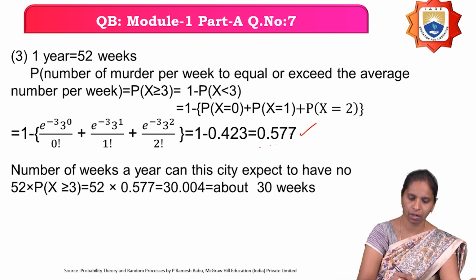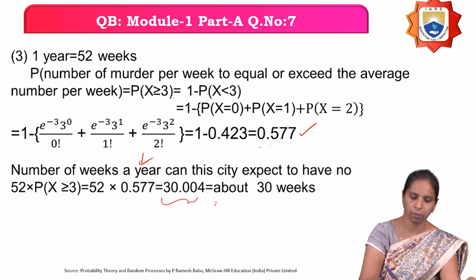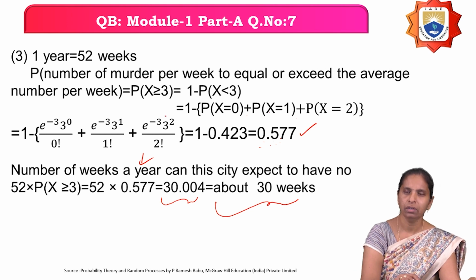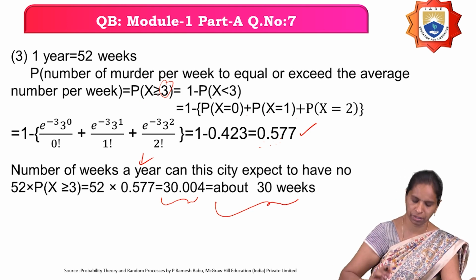Next, in a year you have to calculate. Year means per year will have 52 weeks. Therefore, 52 into 0.577. Nothing but almost 30 weeks will have the number of murders per week equal to or exceeding the average number per week. Nothing but P of x greater than or equal to 3.